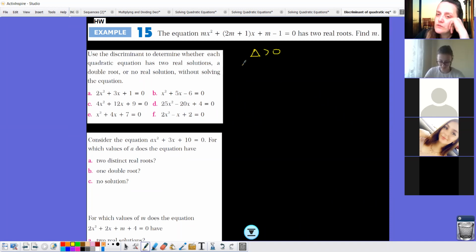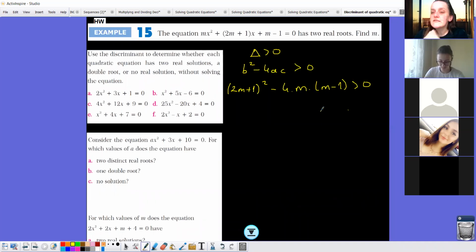Now, the discriminant is b squared minus 4ac, so it has to be greater than 0. What is b here? 2m plus 1 is b, minus 4 times a, which is m, and c is m minus 1. It has to be greater than 0.